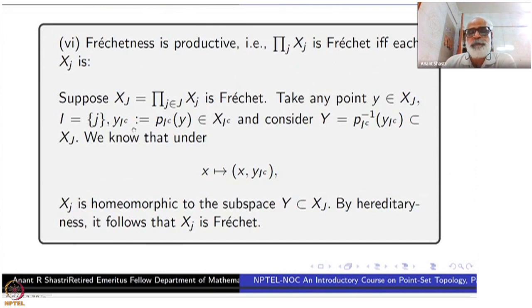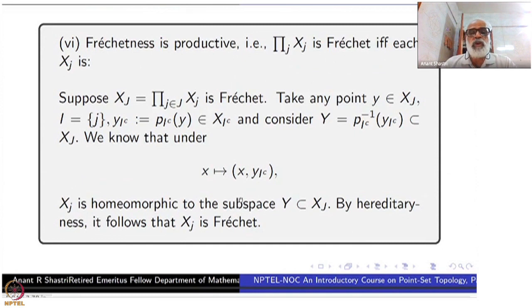Pick up any point y, okay, then forget about the jth coordinate of that point. So that is y_{J^c}, where J is the singleton j and J^c is the complement. So all the other coordinates are there. That is a point of the product X_{J^c}, taken over this complement. Only j is missing here. Then if you go to x going to x comma y_{J^c}, this will give you an embedding of Xj inside the product of Xj's. So each Xj is a subspace of the product in that sense. Okay, by hereditariness, each Xj is Fréchet.